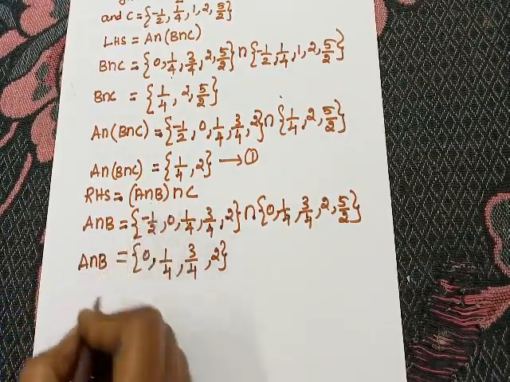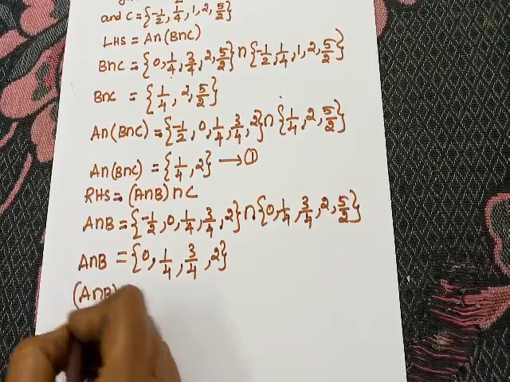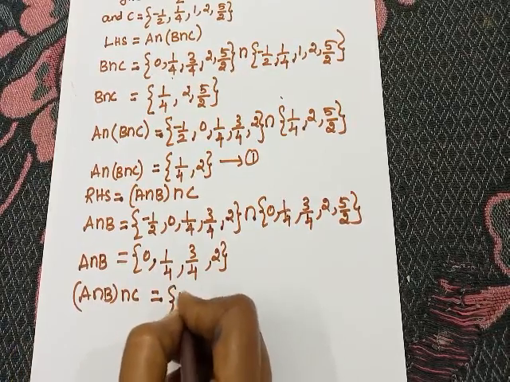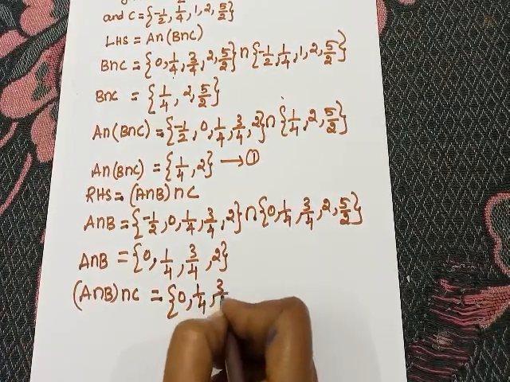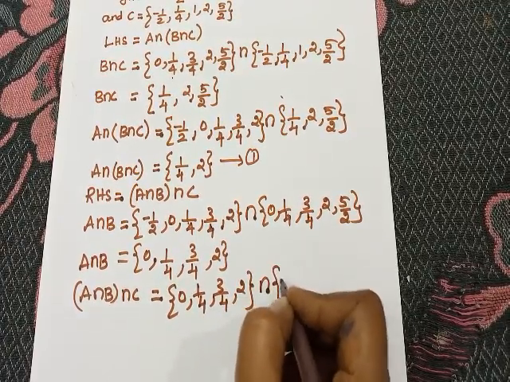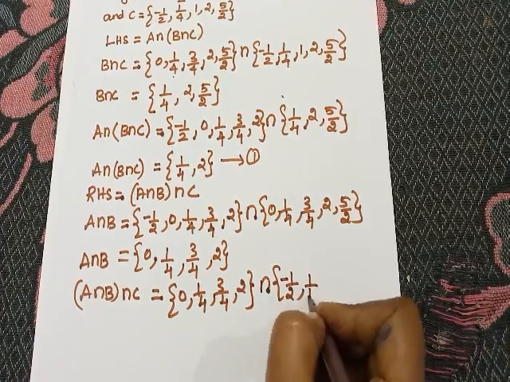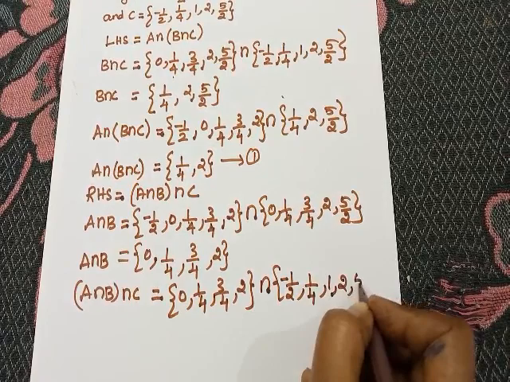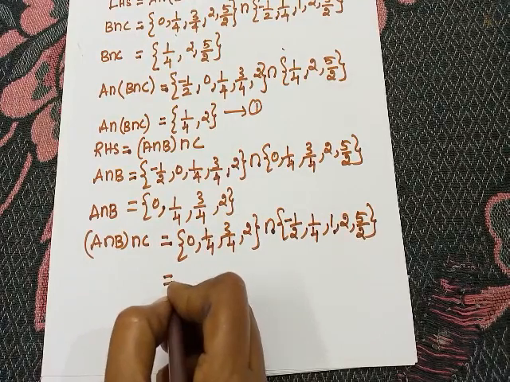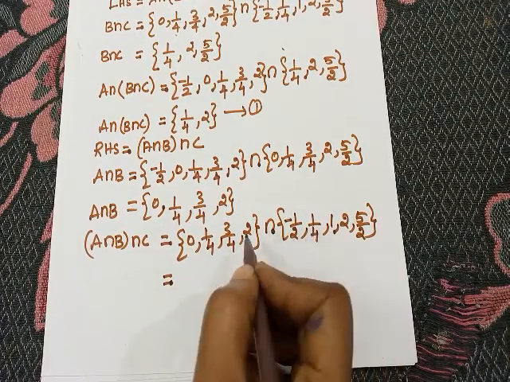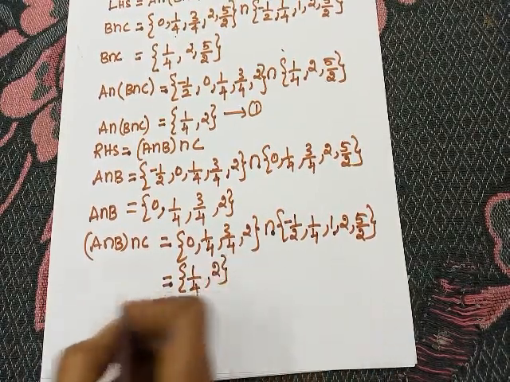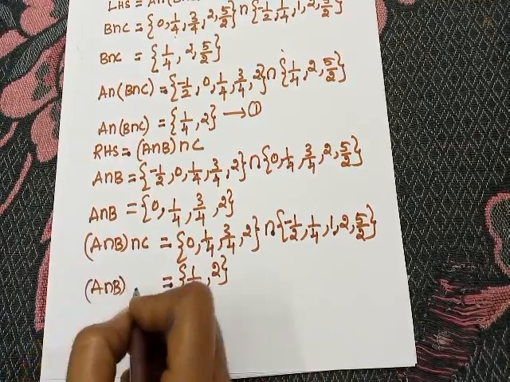Now, (A intersection B) intersection C is equal to this set: {0, 1/4, 3/4, 2} intersection the C set. What is the C set given? {-1/2, 1/4, 1, 2, 5/2}. Now we have to find the common values. What are the common values here? 1/4 and 2. These two are common. That is {1/4, 2}. It is (A intersection B) intersection C.